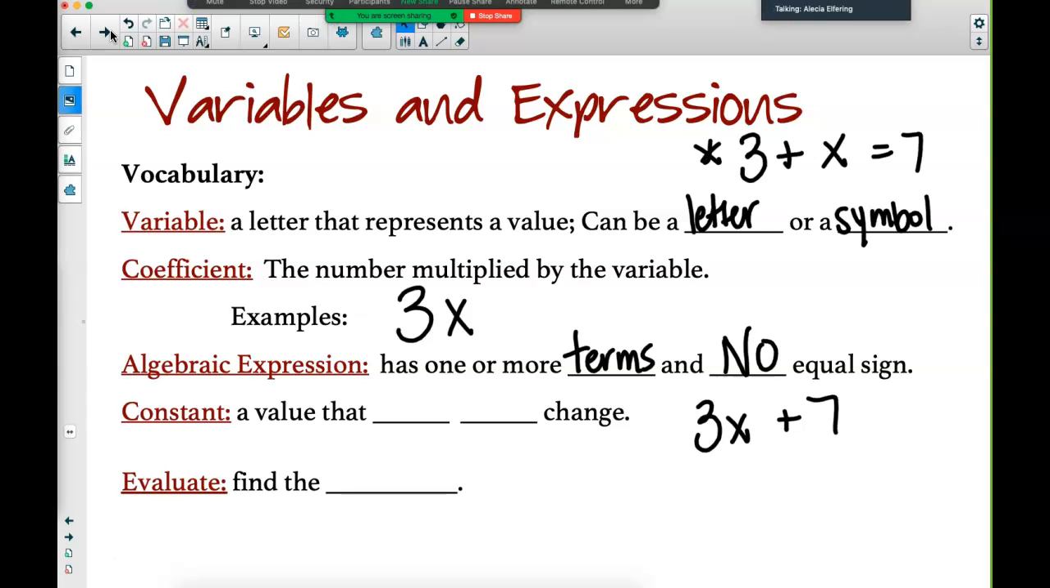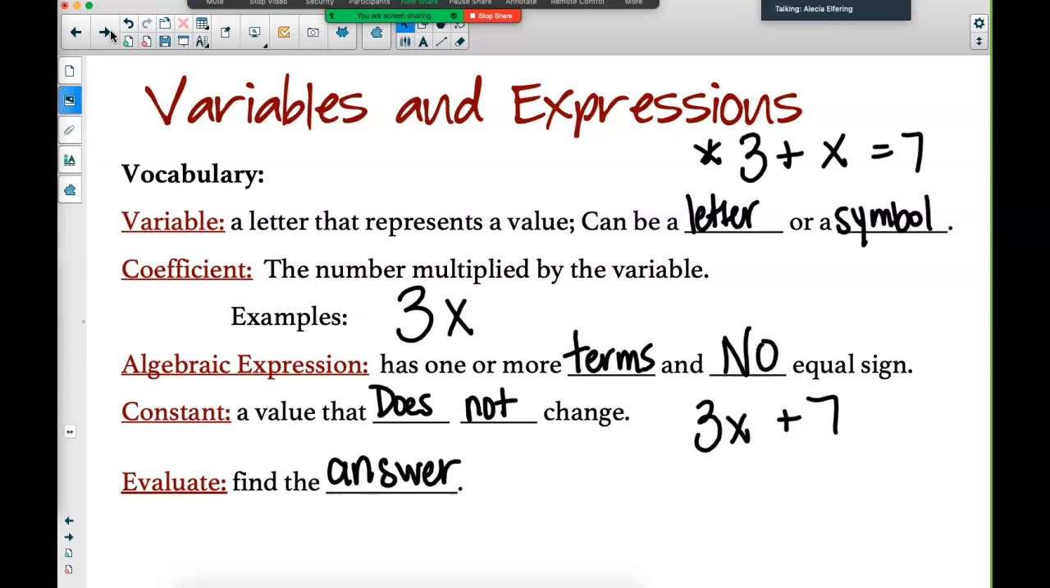Okay, and then we have a constant. A constant is a value that does not change. And the last word is evaluate. We're going to do a lot of evaluating today. And evaluate just means find the answer.